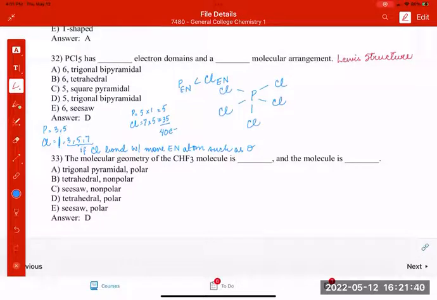So 1, 2, 3, 4, 5, 6, 7, 8 have been used up, and we're left with 32 electrons. So 1, 2, 3, 4, 5, 6, 7, 8, 9, 10, 11, 12, 13, 14, 15, 16, 17, 18, 19, 20, 21, 22, 23, 24, 25, 26, 27, 28, 29, 30, and 32. So this goes in the middle. So PCl5 has how many electron domains now? How many electron domains? 2 lone pairs.